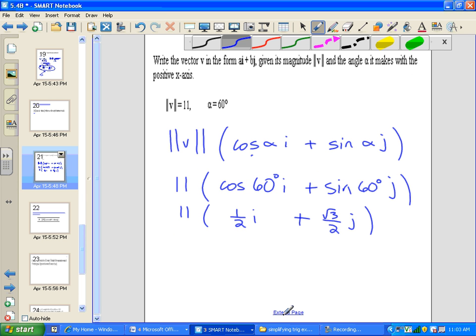Okay, now what do you think we're going to do with this thing? Yeah, multiply it. Okay, so give me 11 over 2 i plus 11 square root of 3 over 2 j. Okay, and so now what I've done here is I've brought in the direction. So the direction came in from the angle. Okay, so now we have magnitude and direction together.